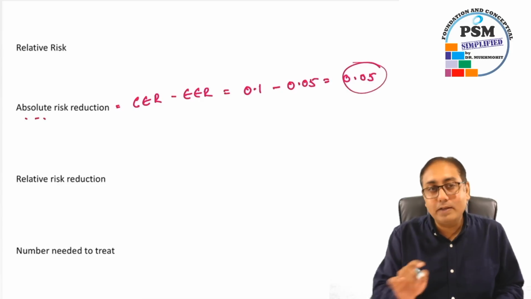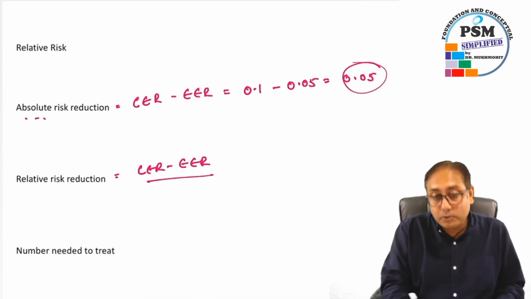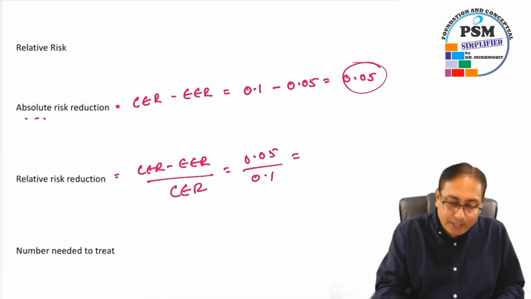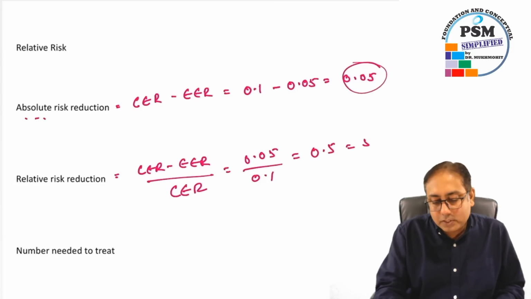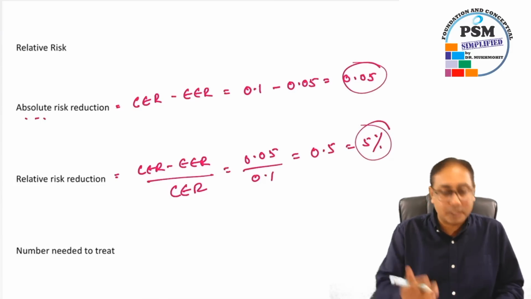How do you find out the relative risk reduction? Relative risk reduction is nothing but CER minus the EER, that is the absolute risk reduction, over CER. That is 0.05 divided by 0.1, which comes out to be again 0.5, which is like 50%. That is what is the relative risk reduction.